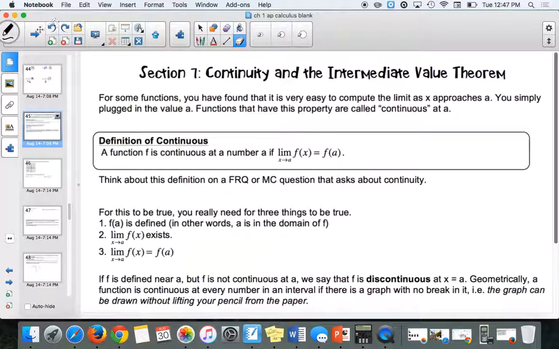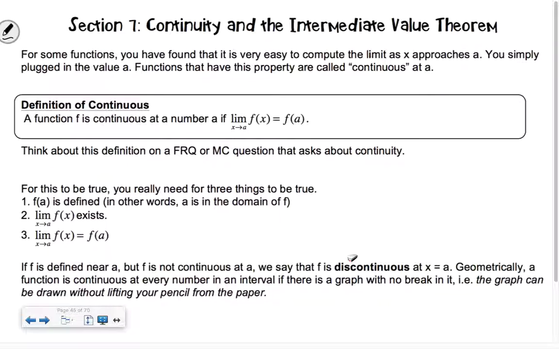Section 7 is on continuity and the intermediate value theorem. All right, so we talked about the intermediate value theorem in pre-calc. I don't know if you guys remember, but continuity is something that's new.